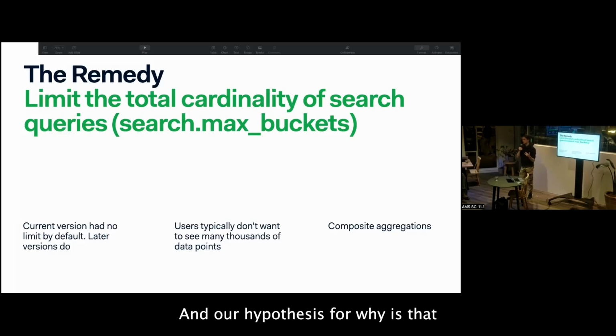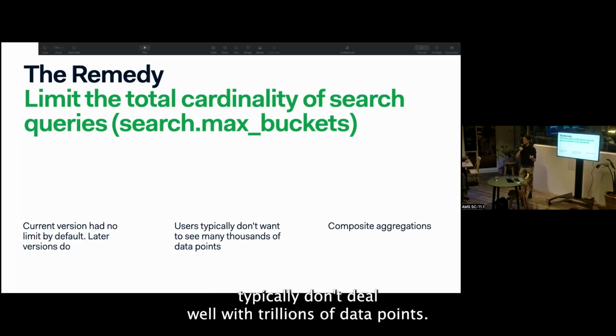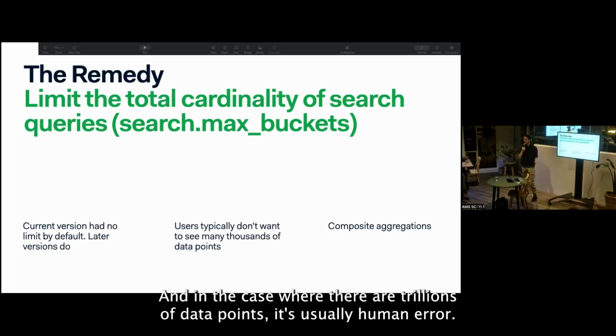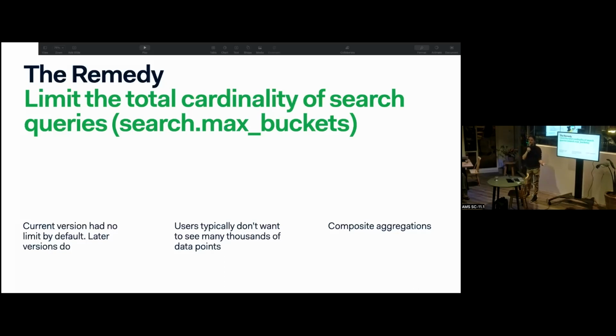And our hypothesis for why is that most of our critical users are human beings. And human beings typically don't deal well with trillions of data points. So most of the realistic use cases only need a couple thousand data points. And in the case where there are trillions of data points, it's usually human error. And in that case, it's more useful to give an error message than to kill the cluster.